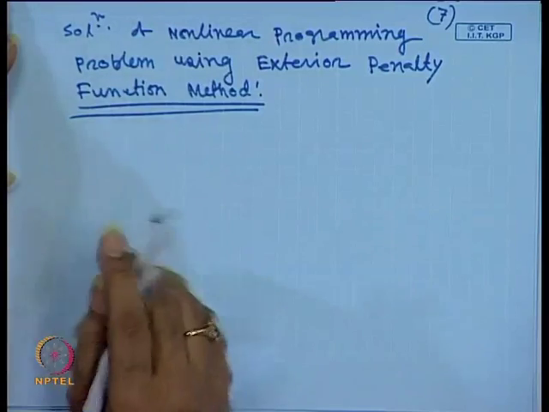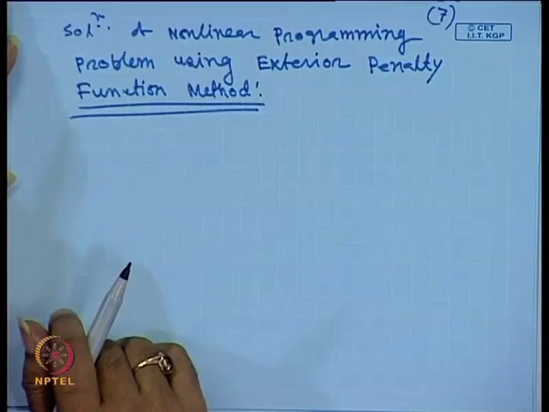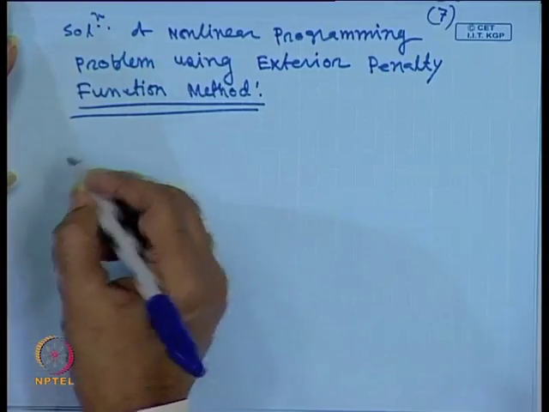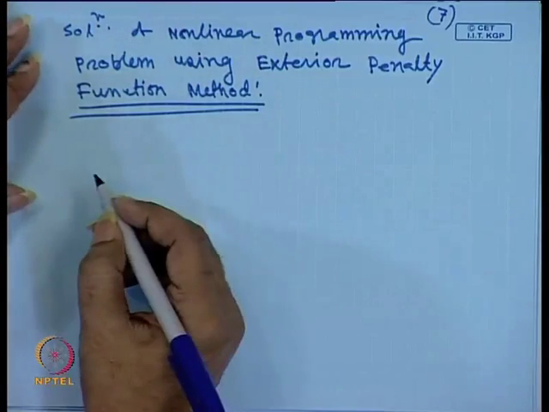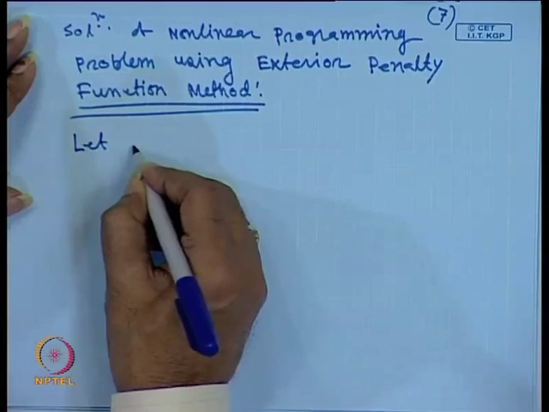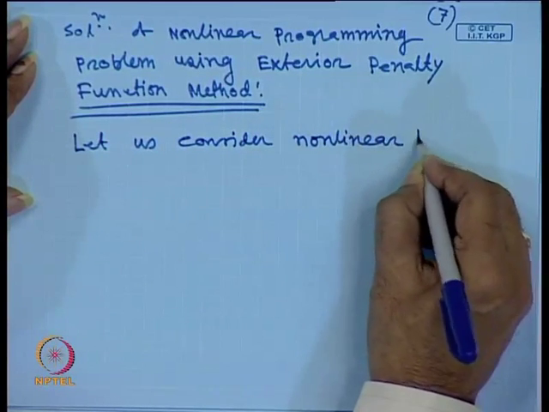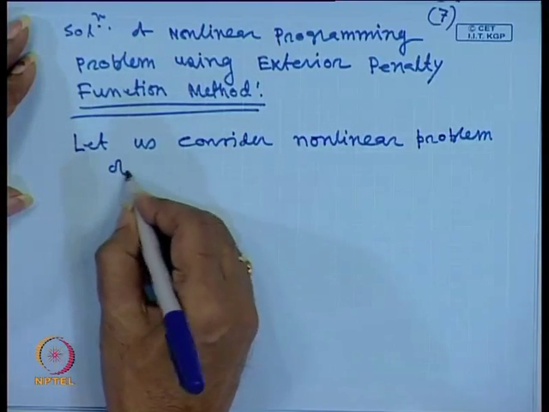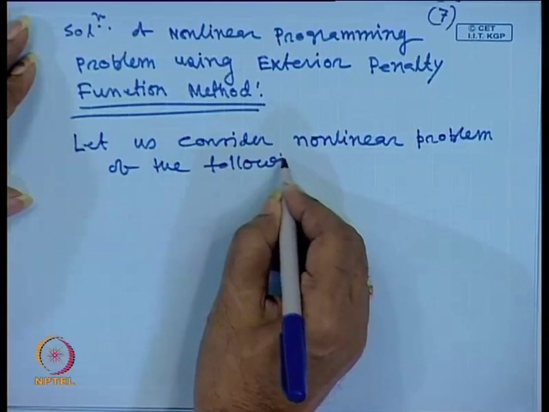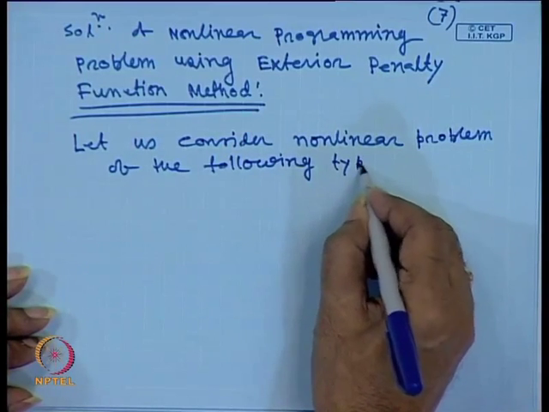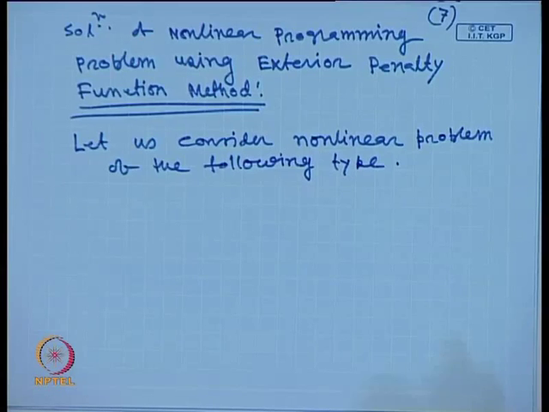So, this is our next problem, the nonlinear programming problem: how to solve it with the exterior penalty function method. Let us consider a nonlinear problem of the following type. If you have a nonlinear problem and the constraints are either linear or nonlinear, first you reformulate the problem into an unconstrained minimization problem, UMP, unconstrained minimization problems, which we have already discussed earlier.